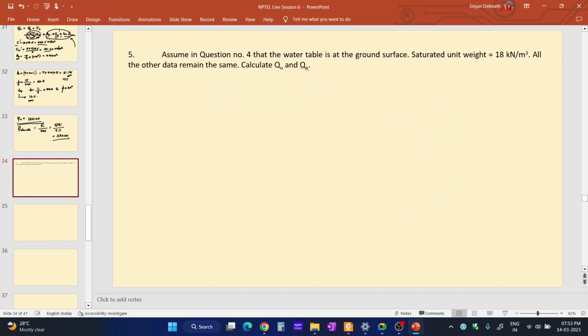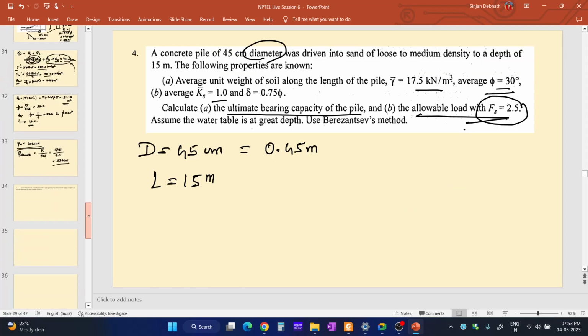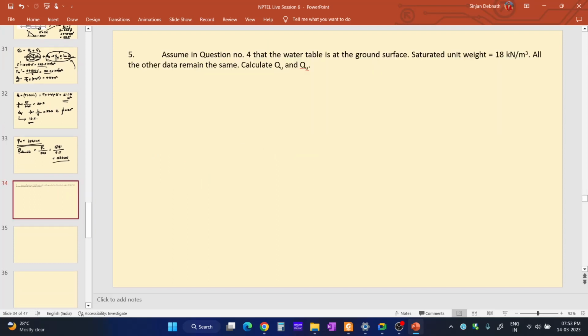So the next question. Assume in question number 4, that is the previous question, that is this question only, we have been asked to assume that the water table is at the ground surface. Saturated unit weight is given. All the other data remain the same. We need to calculate the ultimate load and also the allowable load. That means ultimate bearing capacity and the allowable load we need to find out.